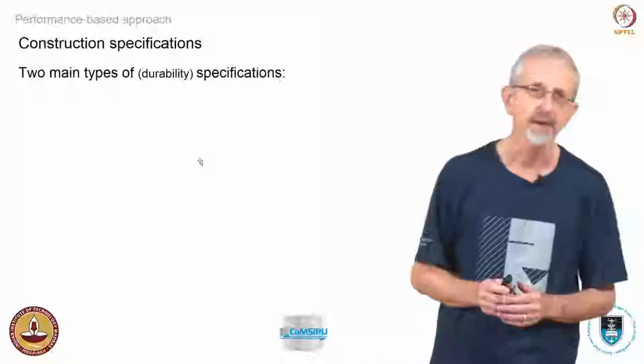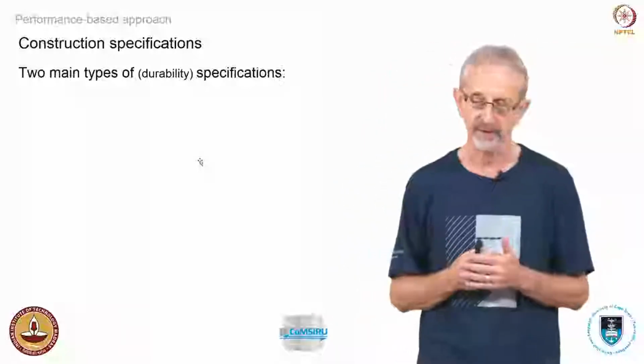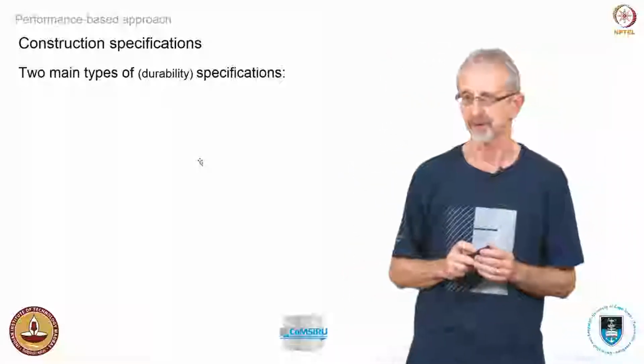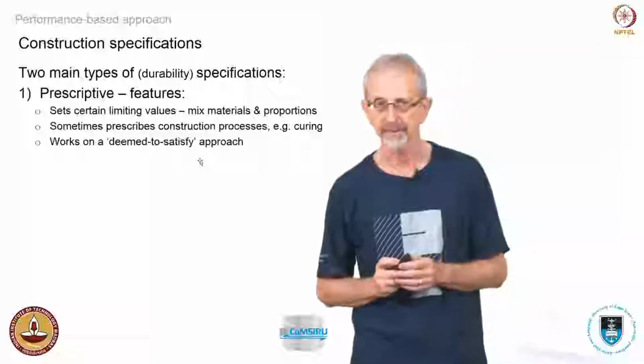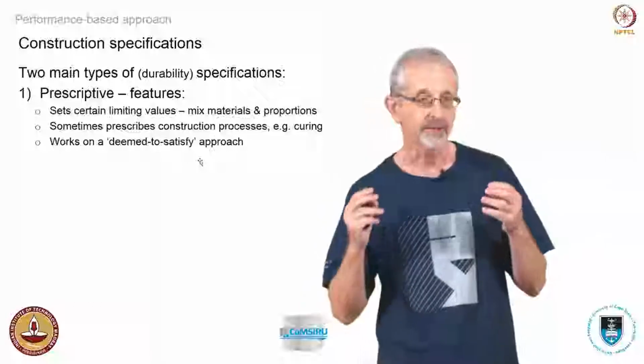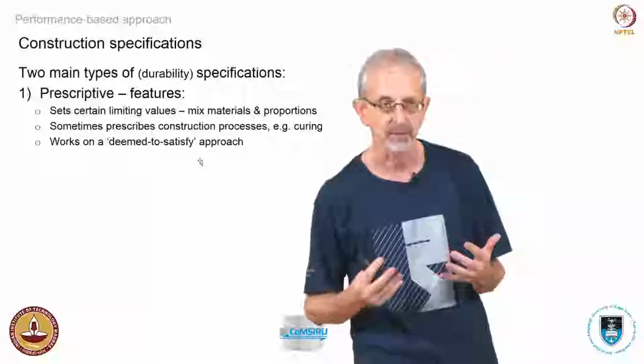And that brings me to the issue of how we do specify concrete, in this case particularly for durability. There are two main types of specifications that we use in engineering. The one is the prescriptive approach. This is the common approach, the one that you will find just about everywhere throughout the world.